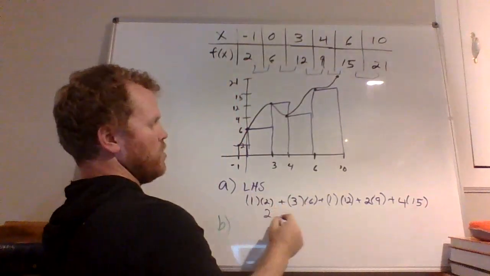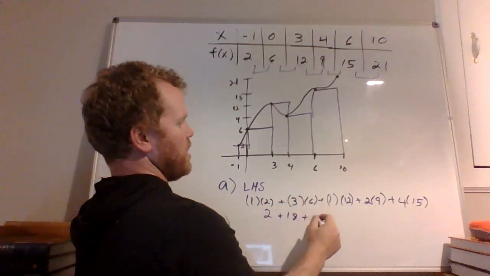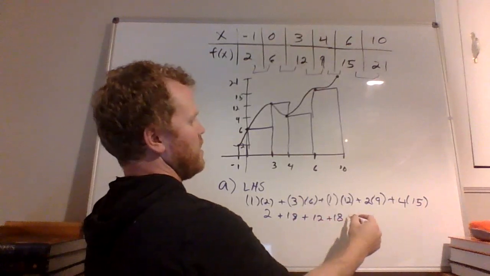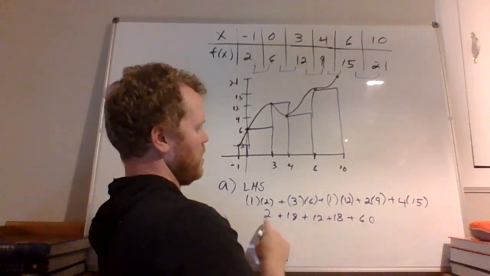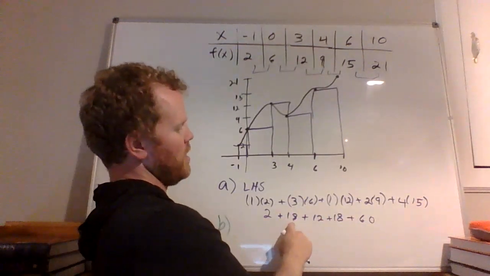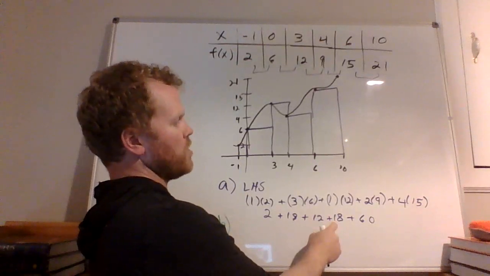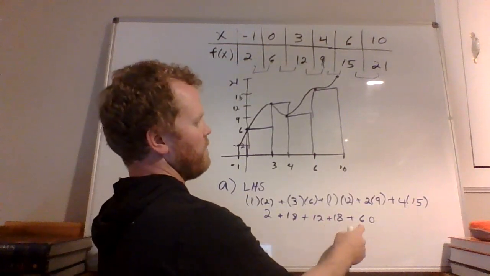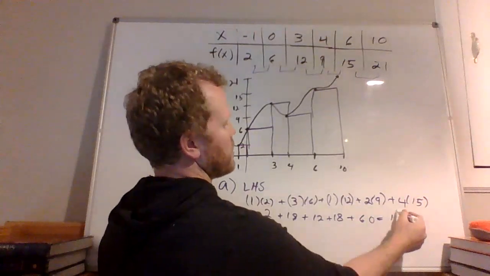So that just gets you 2 plus 18 plus 12 plus 18 plus 60. 2 and 18 make 20. 32, 42 plus the extra 8 is 50. 50 plus 60 should be 110.